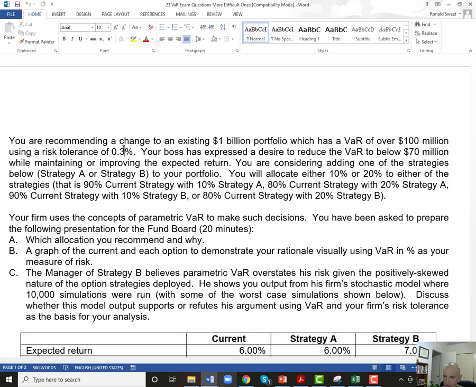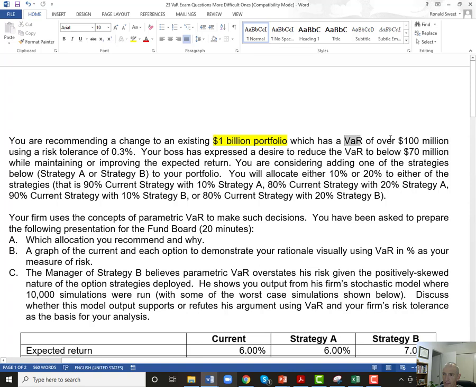And we're getting very, very real life here. These are problems that I actually had to work on, especially as I was dealing with hedge funds and how to bring them together. So let's look at it. You're making a recommendation to change a portfolio. It's a $1 billion portfolio.